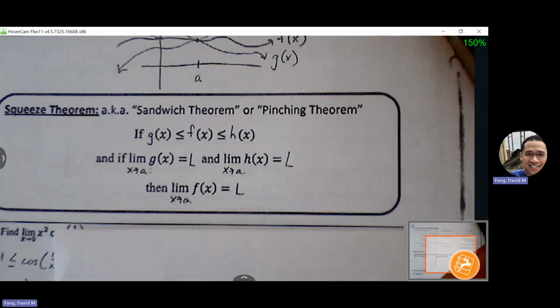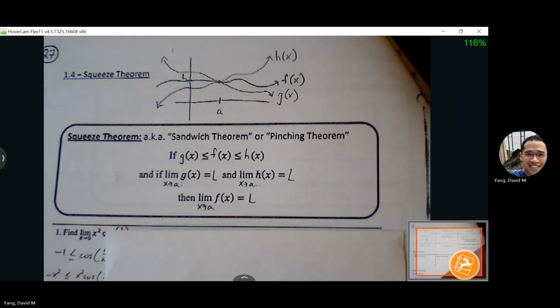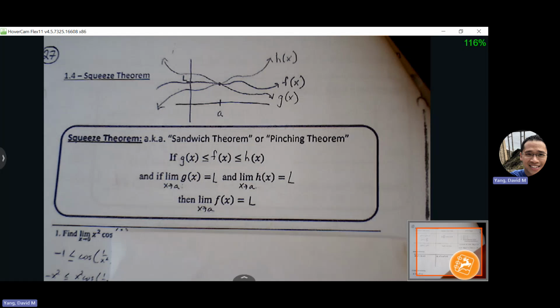Okay, next page. This is squeeze theorem or sandwich theorem. Okay, page 27. I just want you guys to start off with the top and the bottom one here. So let's just draw these two to begin with. Let's just do h of x and g of x. Let's start with these two to begin with.